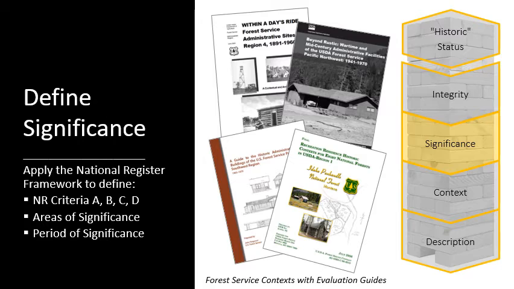Define significance in 3 steps. 1. Apply the National Register criteria. 2. Apply the areas of significance. And 3. Apply the period of significance.